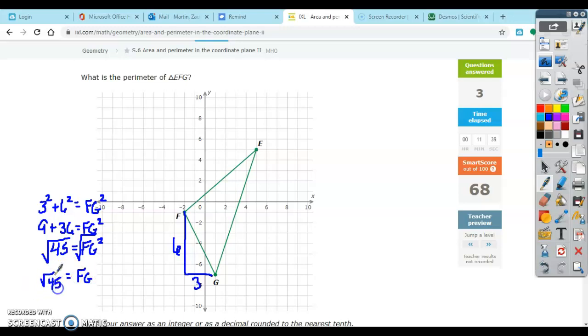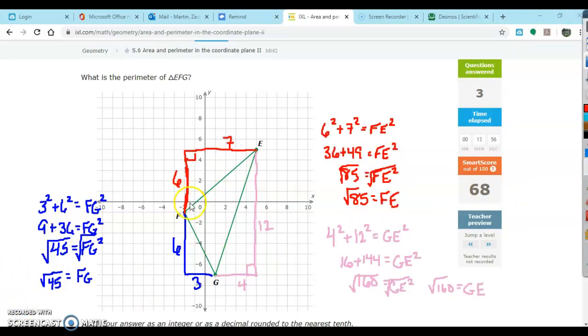I'm going to do the same thing with the other two. I'm going to pause the video to make sure I have enough time to finish this one. Okay, I went ahead and worked out the other two lengths. The length FE was equal to 6 squared plus 7 squared. You see that gives us a square root of 85. And the length of GE ended up being 4 squared plus 12 squared. And that's the square root of 160 is the length GE.